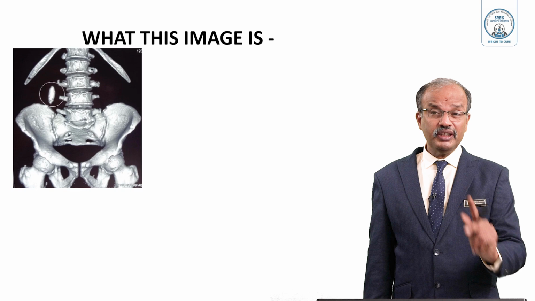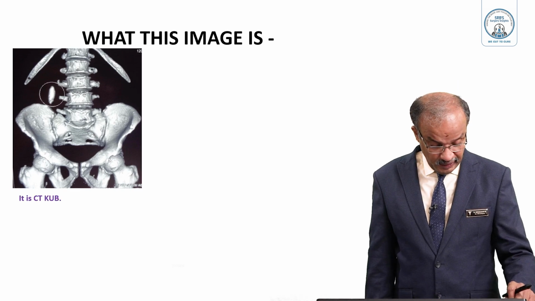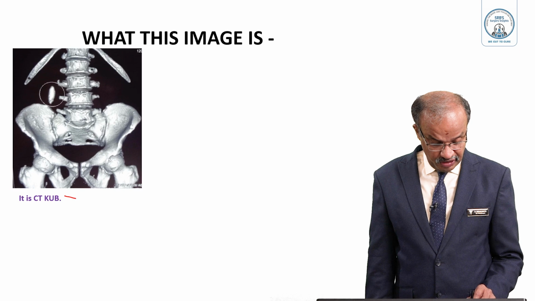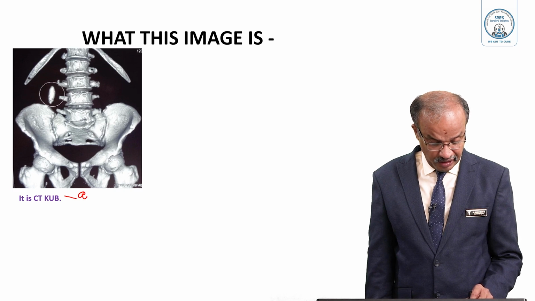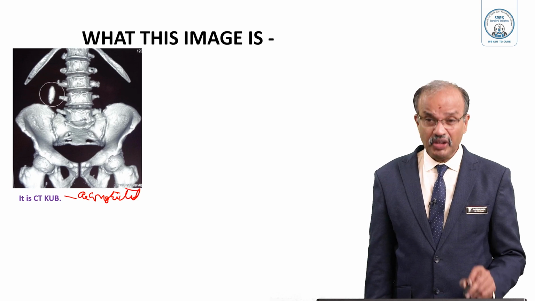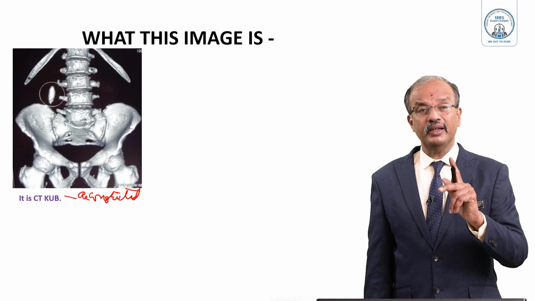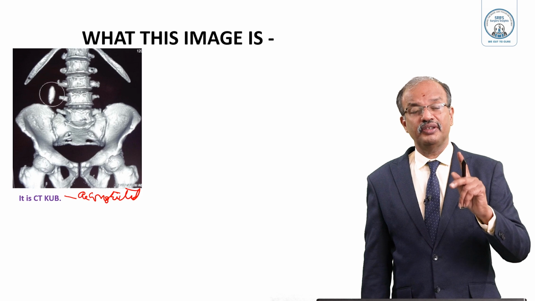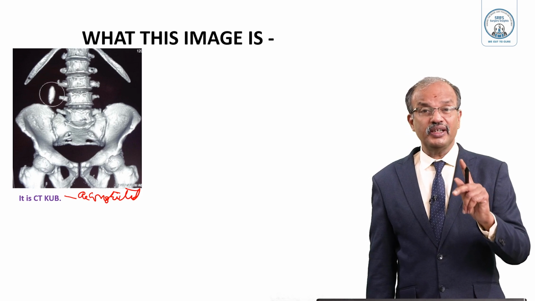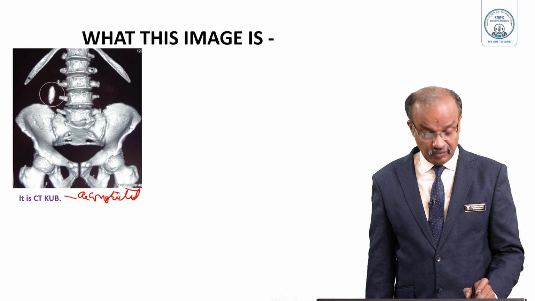So what is this image, what is the finding? Look at that. It is a CT KUB, and as a further advancement, you can say it's a reconstructed image. It is the reconstructed CT image of the KUB. KUB, you know, is kidney, ureter, bladder. CT is the ideal investigation for renal stones. That is the current concept. KUB is kidney, ureter, bladder. It covers the pelvis also for urethral stone.